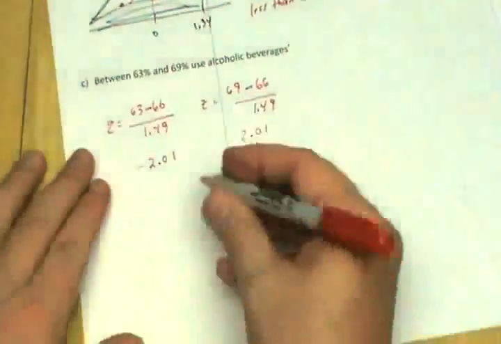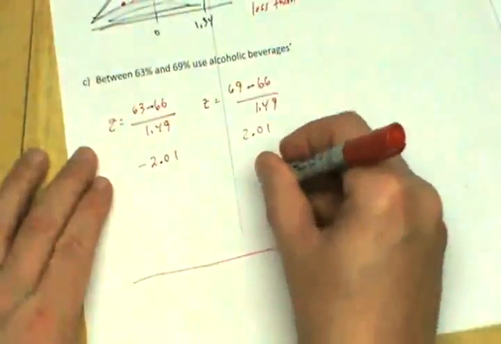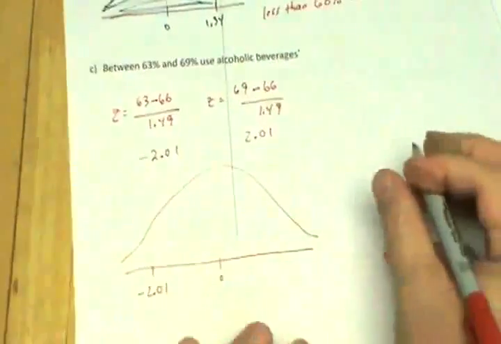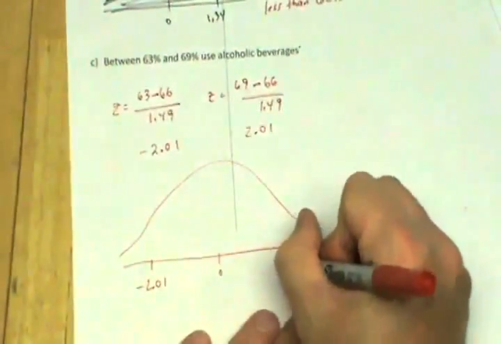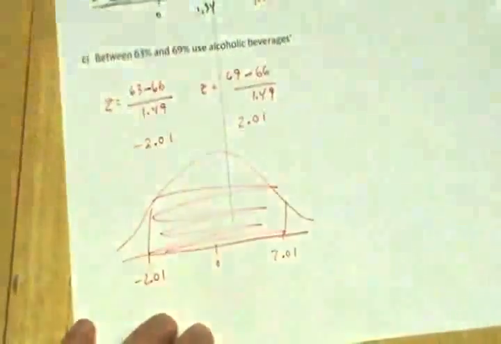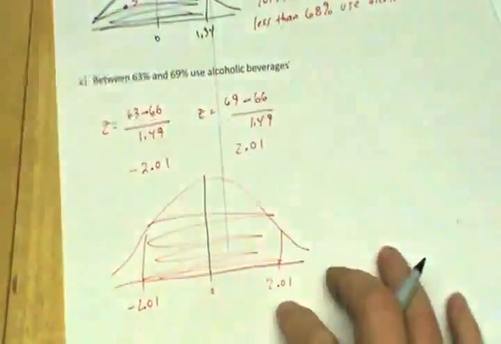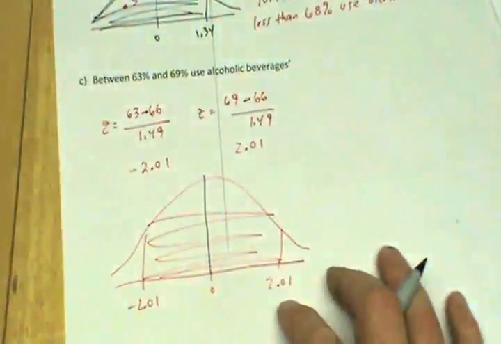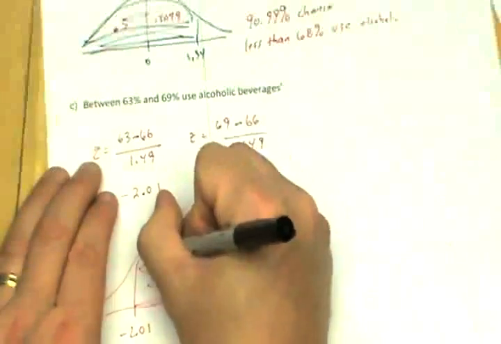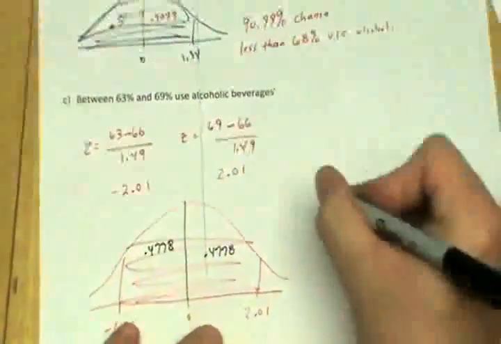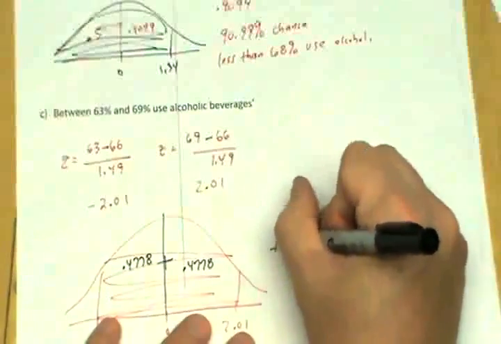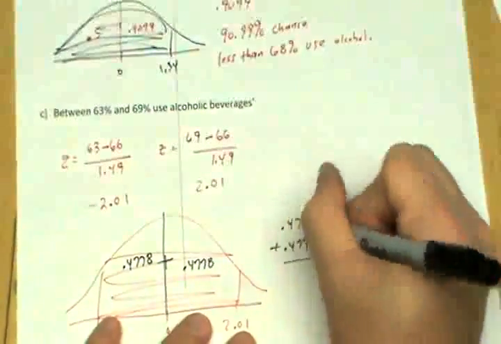Okay, so let's draw ourselves a bell-shaped curve. 0 always goes in the middle. In this case, I put in the z-score we found for 63. I put in the z-score we found for 69. We want between those. And when we break it up at 0, when we look up 2.01 in our bell-shaped curve chart, we're getting back 0.4778. And it just so happens that that's the same number on both sides because it's the same z-score. And so we're going to add 0.4778 with the other area, which is also 0.4778.